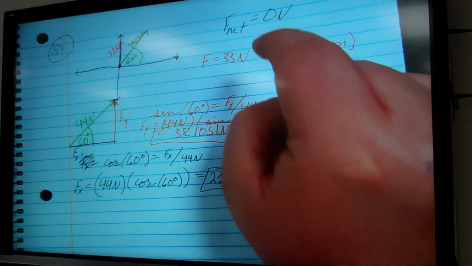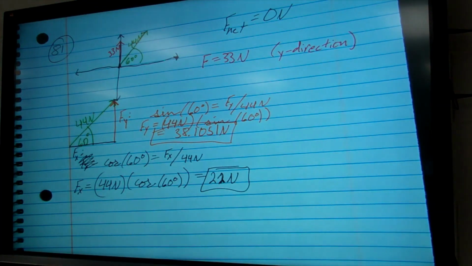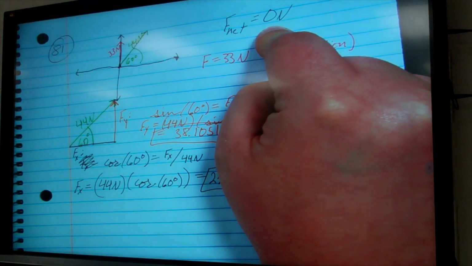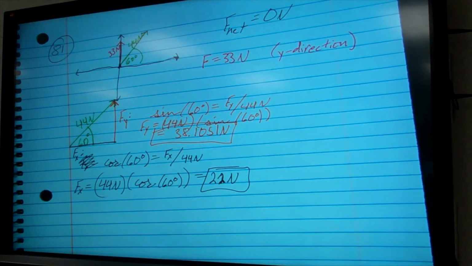I'm going to say it again because I know it's a lot of information thrown at you really quick. We have to find the net force for force 1 and force 2 so we can change it direction-wise so we can find force 3 that will make the net force 0 newtons. Because that's what we're looking for. We're looking for that third force.